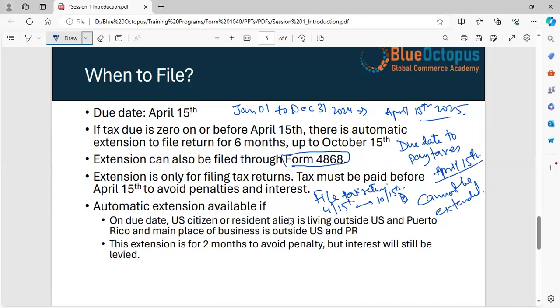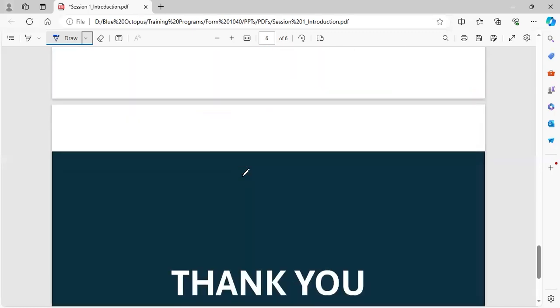Now, automatic extension is available if on the due date, the US citizen or resident alien is not living in the US or Puerto Rico, and their main place of business is also not in the US. If that is the case, then automatically you get 2 months of extension. You may avoid penalty, but interest will still be there if there is a tax liability on it. Okay. So this is when to file the 1040.